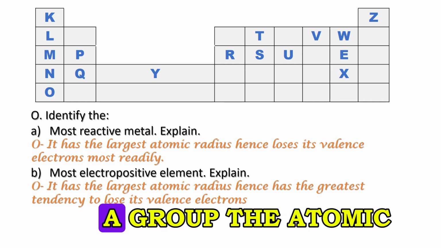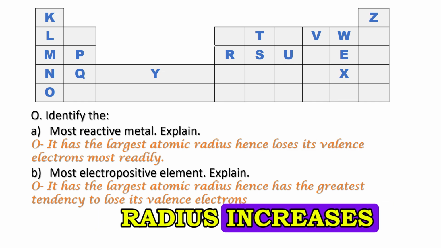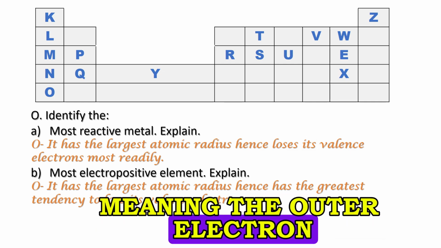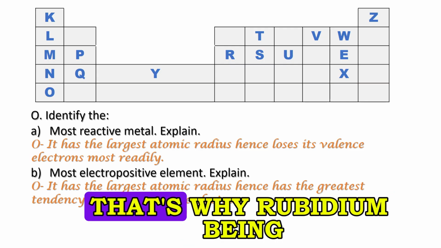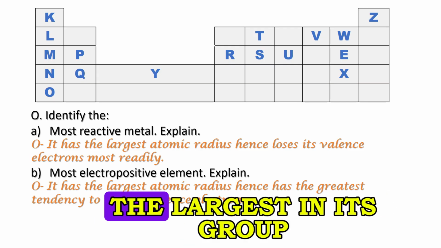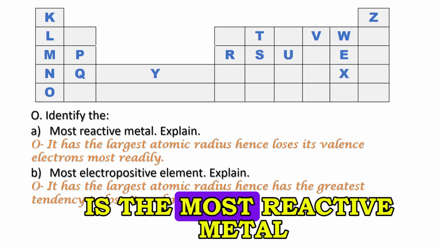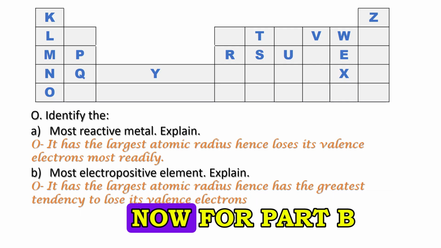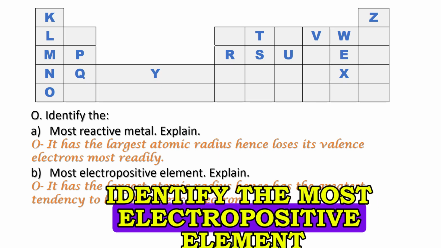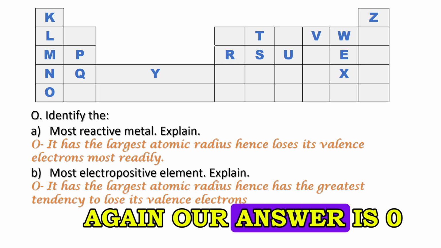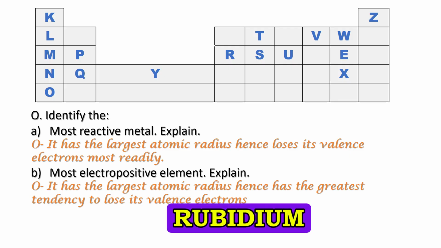As we move down a group, the atomic radius increases, meaning the outer electron is farther from the nucleus and is lost most easily. That's why rubidium, being the largest in its group, is the most reactive metal. Now for Part B, identify the most electropositive element. Again, our answer is O, rubidium.